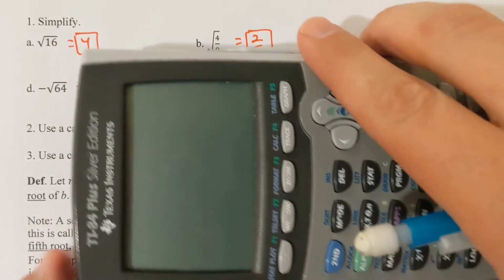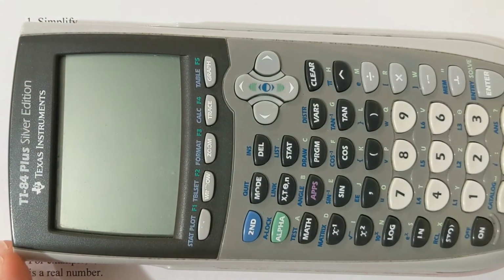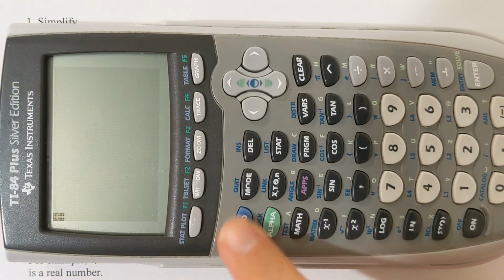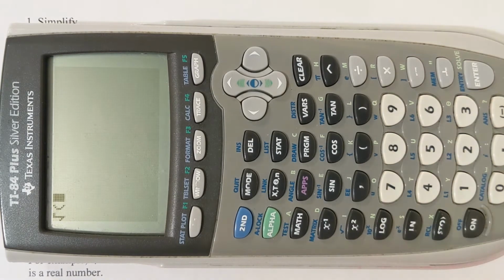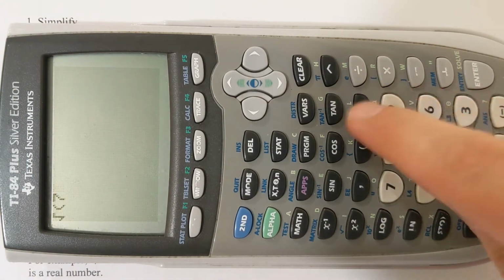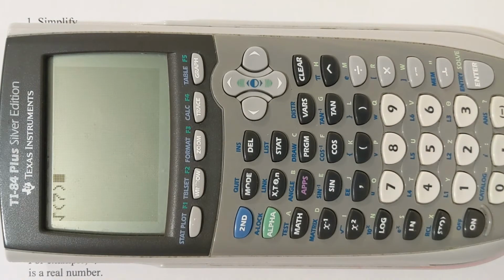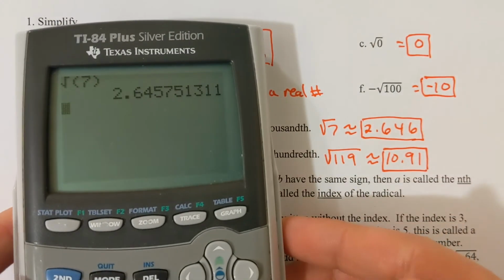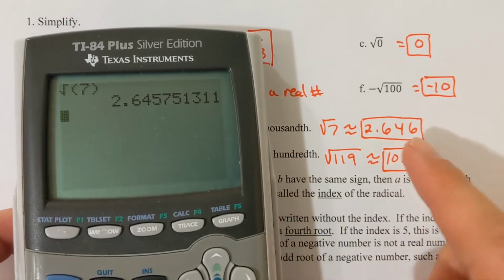On a graphing calculator, such as a TI-83 or 84 model, it'd be a similar deal. You're going to hit second, and then here's the x squared button. It sets you up with the radical. You don't need to type in a decimal in this model. You just type in the number that you want, whatever the radicand is, hit enter, and you can see the number is, of course, going to be the same there if you round to the nearest 3 digits.